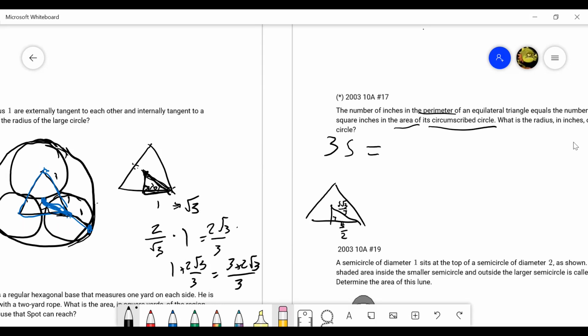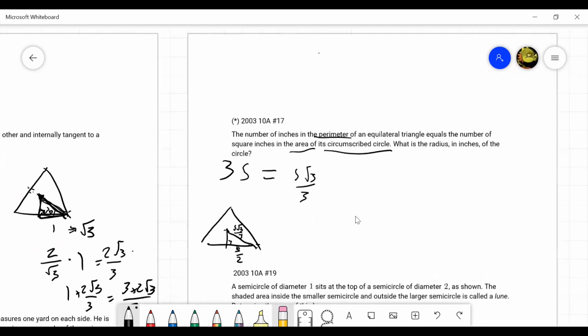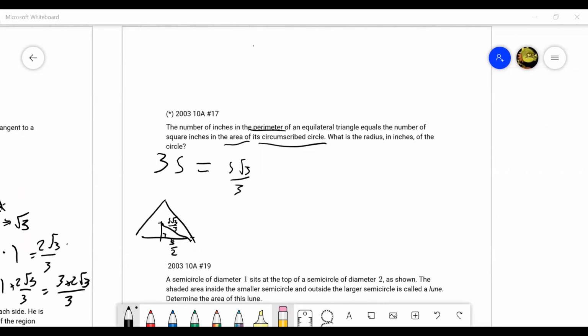Yeah, so you can verify this at home, but this radius length is going to be s√3/3. And basically, when we square it and times pi, because that's area, we can just do that and solve. So we have 3s equals 1/3 s squared pi, which means that s equals 9/pi.